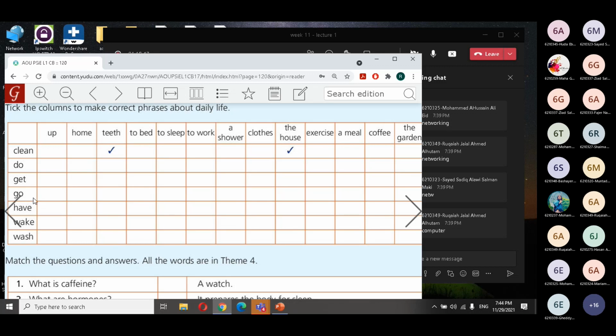طيب go. Go home. Go to bed. Go to sleep. Go to work. Go to the house. Go to لا go home طالما ما فيش preposition صح. Go home. I go home at 6.